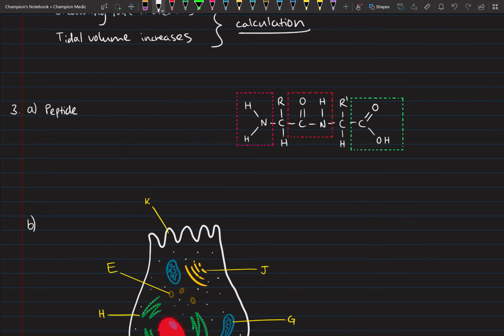Yeah, it's relatively simple knowledge to recall. But the peptide bond is the middle bit, isn't it? Yeah, this is the peptide bond here. This on the left is the amino group. And on the right is the carboxyl group. And then you've got your R group at the top. So that's what differentiates all the different types of amino acids from each other.